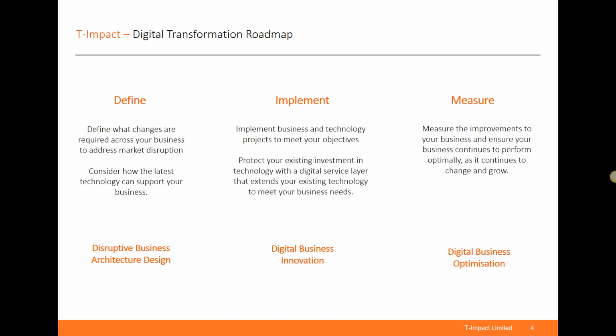Secondly, you need to implement the business and technology projects to meet your objectives. So it's not just about technology. Change, as we all know, is also all about people, because they're at the core of your business. And so a well-implemented project will always consider the technology and humans and how they work together and how they interact to ensure a successful outcome.